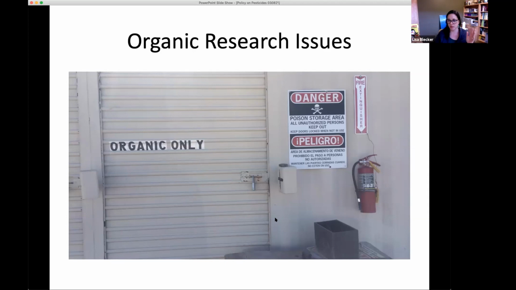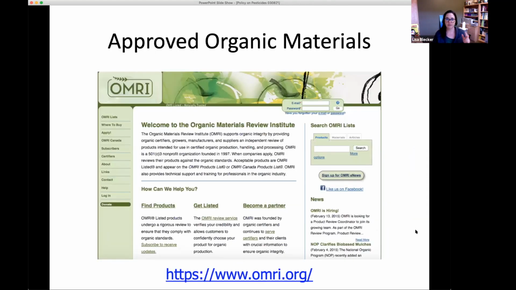Typically, you want to keep your organically approved or certified materials separate in your pesticide storage, just so you don't accidentally grab conventional material and apply it to certified organic land. That would not be good. OMRI is a great place to check for organic materials, but it is a paid service, meaning if the company doesn't pay to be on the OMRI list, then it's not on the OMRI list, even if it's organically approved. So things on the OMRI list are organically approved, but it's a subset of the materials that are organically approved, but it's a good search.